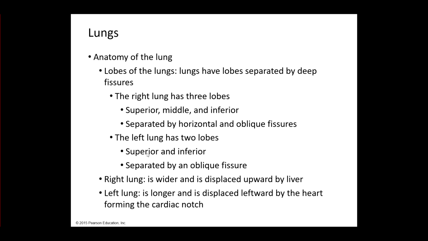The right lung is going to be a little bit wider, and it's a little bit displaced higher because of the liver below the diaphragm. And then the left lung is going to be a little bit longer and skinnier, and it's going to be displaced a little bit left because of the heart. And there is something in the left lung to accommodate for the heart known as the cardiac notch.